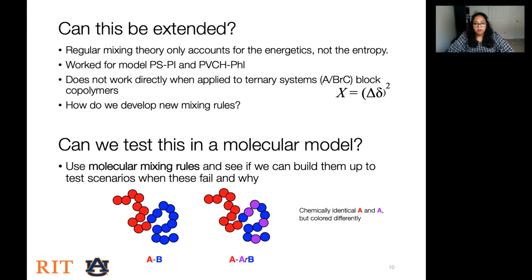And so my group came in, and we decided to use a molecular model to ask the same question. So does regular mixing apply, especially for the binary system? And can we look more at the molecular detail and try to learn something more about the system, as to if it fails, why does it fail, etc.?